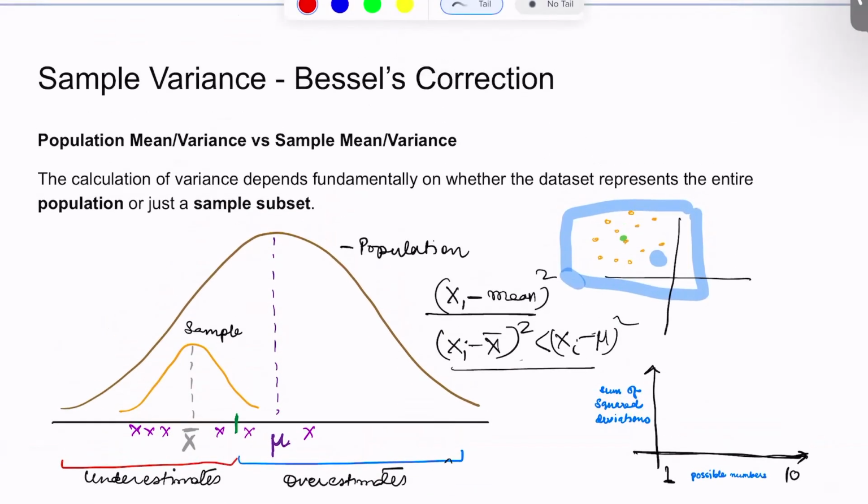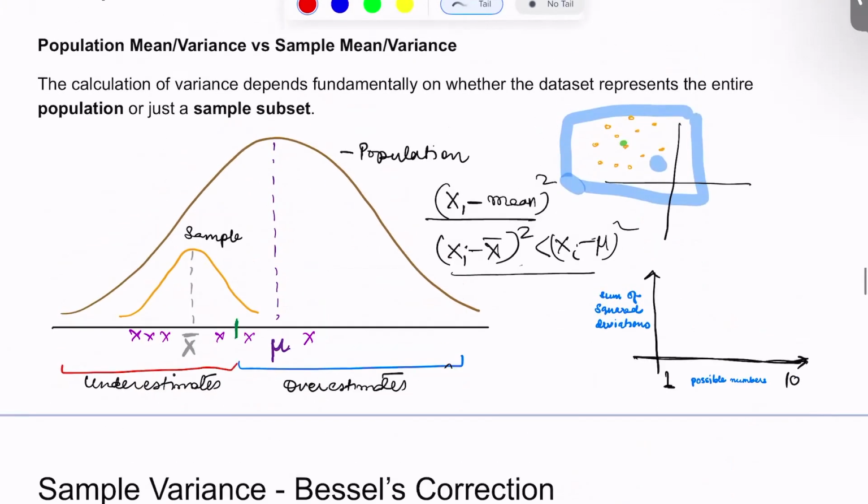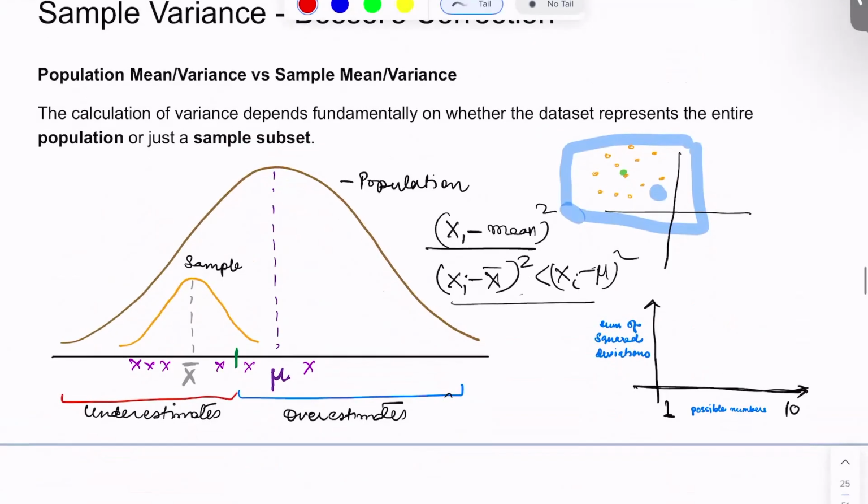We can see it from this example as well. Let's say we are calculating the deviations from this green dot, that is the sample mean, and we are calculating the deviation, let's say, from these points, it's going to be more. So now we have come to the conclusion that calculating deviations from the sample mean is going to be underestimating the deviations.